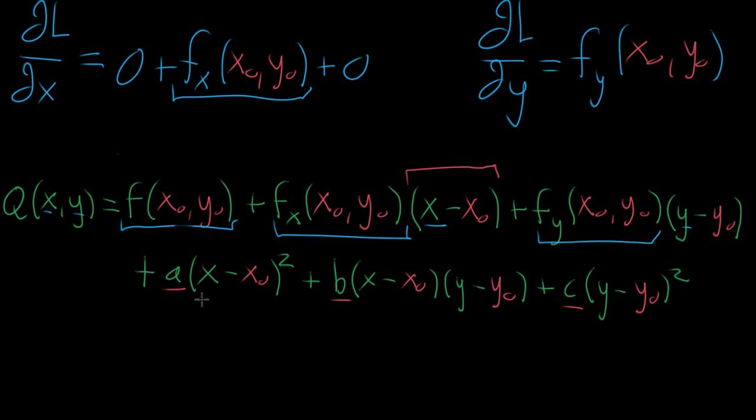Now, the important part of making this x minus x naught and y minus y naught is that when we plug in x naught for our variable x, and when we plug in y naught for our variable y, all of this stuff is just going to go to 0, and it's going to cancel out. And moreover, when we take the partial derivatives, all of it's going to go to 0 as well. And we'll see that in a moment. Maybe I'll just actually show that right now.